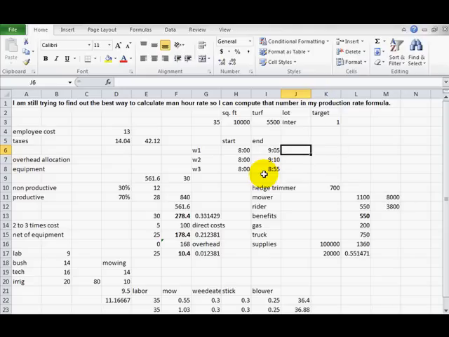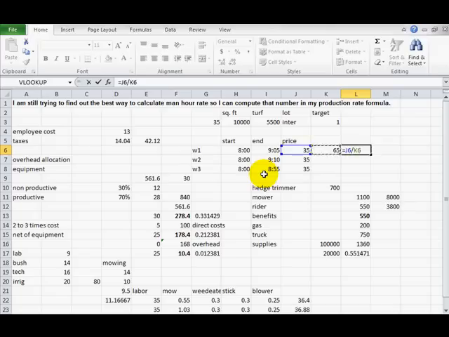All right, so now we've got our price, 35 bucks. If we look at this, from 8 to 9:05 we were there for 65 minutes. So if I divide, let's do equals, $35 divided by 65 minutes. It means I'm making 53 cents per man minute.